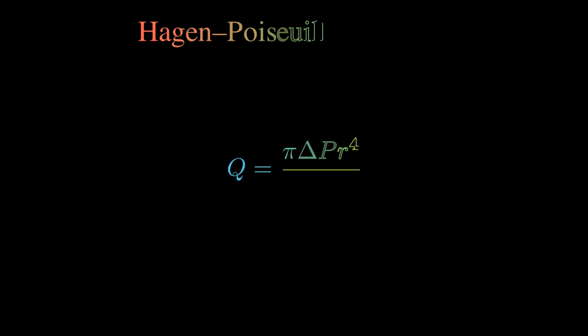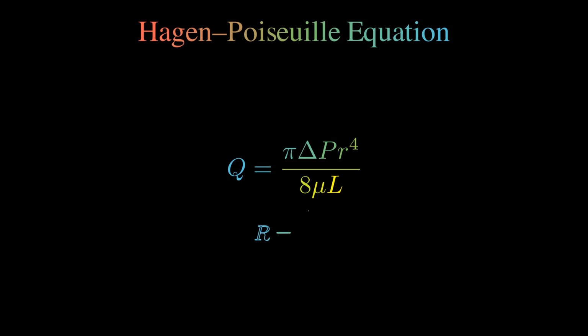In order to understand flow mechanics, we introduce the Hagen-Poiseuille equation. It states that flow is directly proportional to the pressure difference between 2 points and to the fourth power of the radius. It is also inversely proportional to the viscosity of the fluid and the length of the tube.